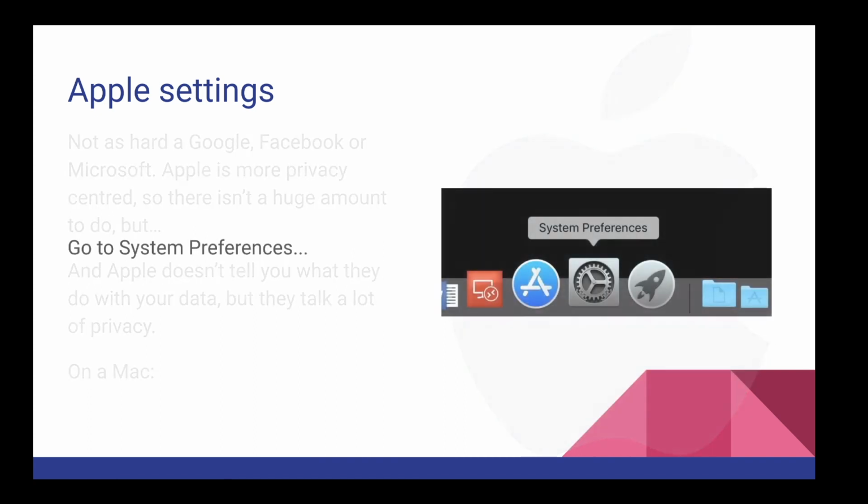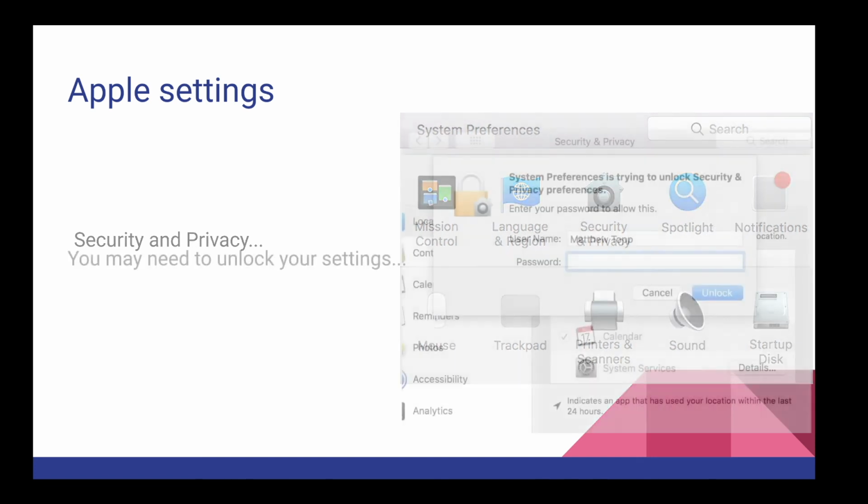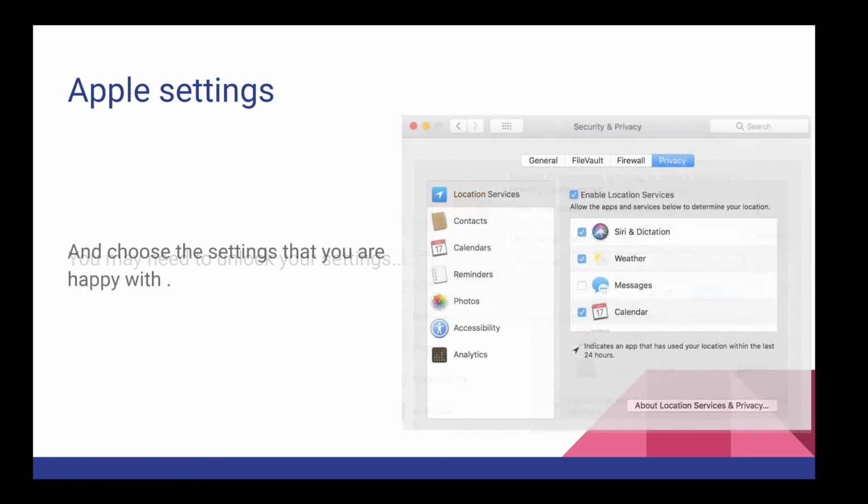So on a Mac, go to System Preferences. Go to Security and Privacy, which you'll see looks like a house with a safe in the middle of the screen. You may need to unlock your computer to do it, that's fine. And decide for yourself, do I need location services turned on?